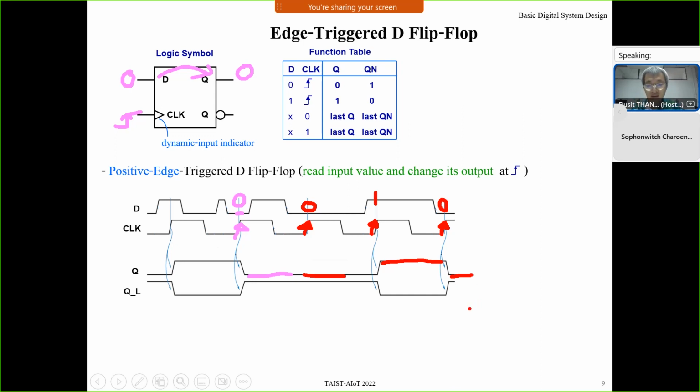For active low, Q or QN is just the opposite, the opposite value to Q. That's all.